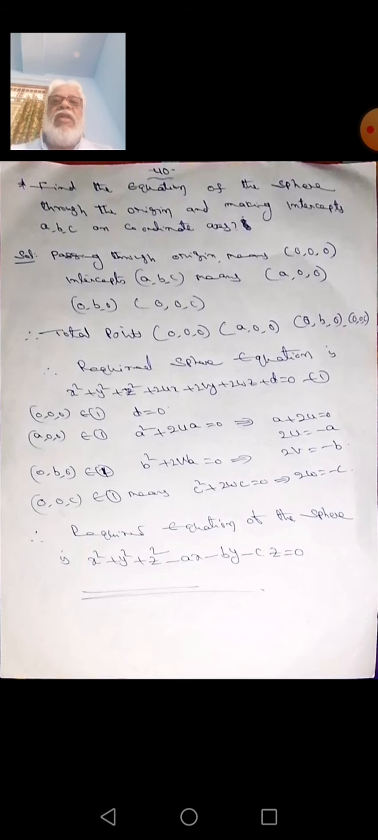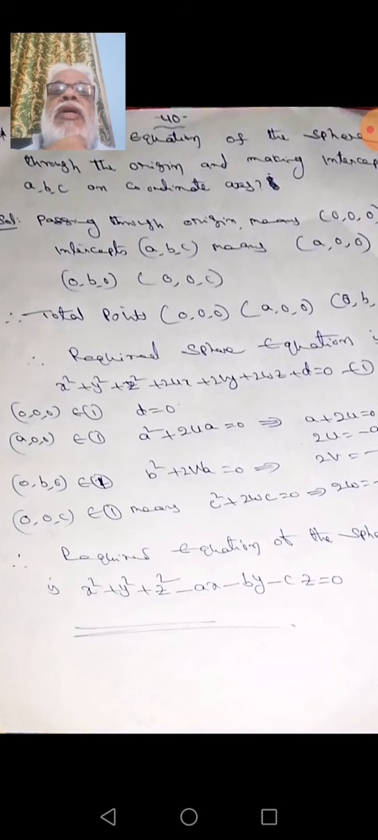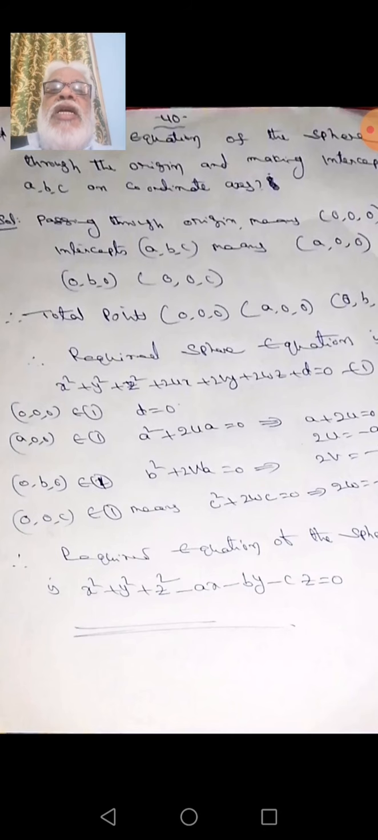Find the equation of the sphere through the origin and making intercepts A, B, C on the coordinate axes. Now, this is a sphere in three-dimensional geometry. In three dimensions, there are three axes: x-axis, y-axis, and z-axis.